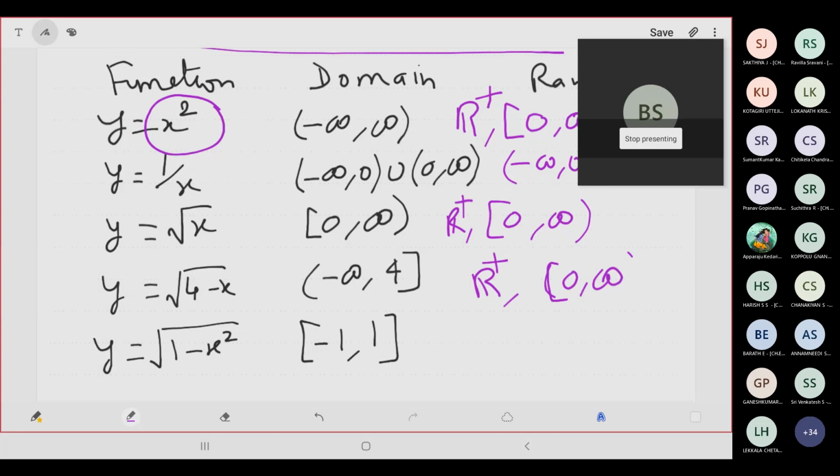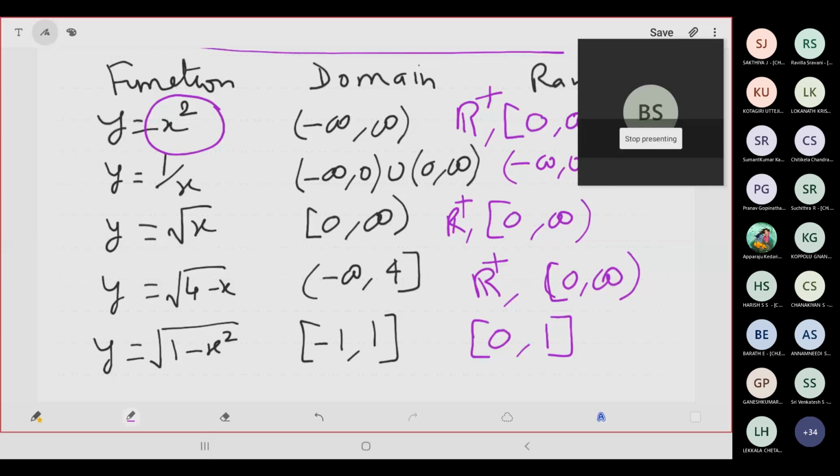Now for the last one, you can put -1 as a value of x. You have 0 as the minimum value and 1 as the maximum value. So inside 0 and 1, for all the values of x, you can get the value. So this is your domain and this is your range.